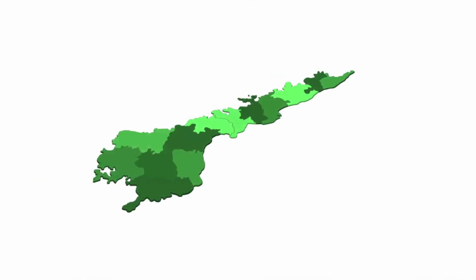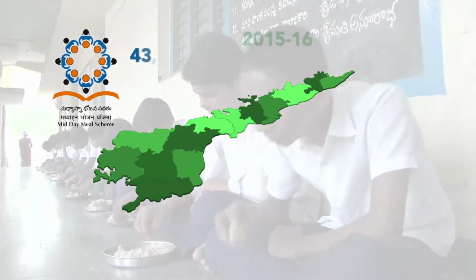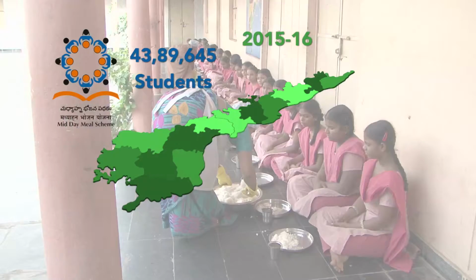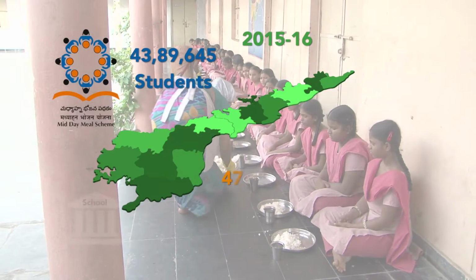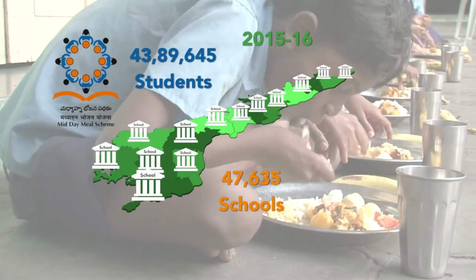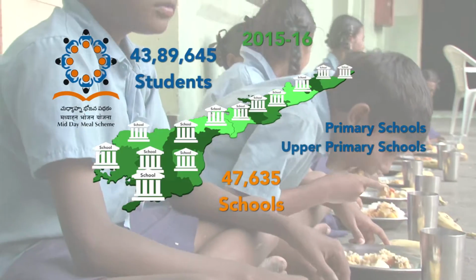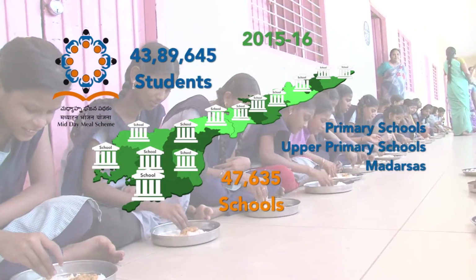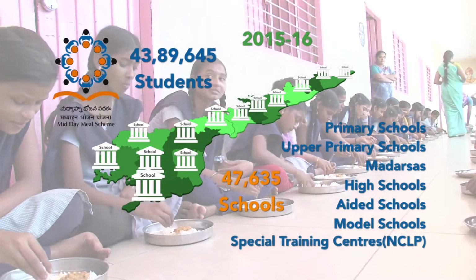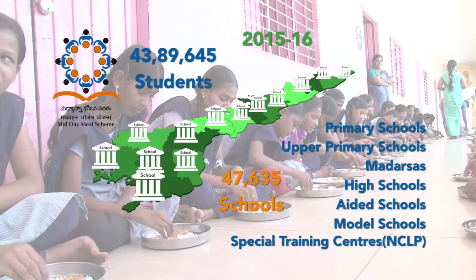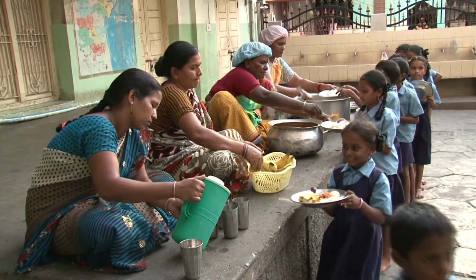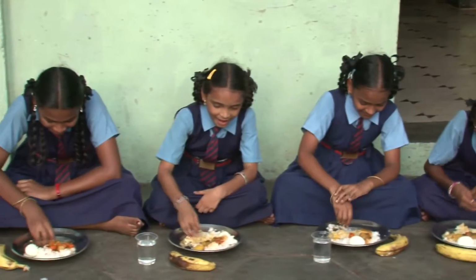In Andhra Pradesh, the midday meal program caters to 43,89,645 students from Class 1 to Class 10, belonging to 47,635 schools across the state. That includes primary and upper primary schools, madrasas, high schools and aided and model schools, and special training centers (NCLP). Through this program, hot-cooked midday meals are served free of cost to the children.